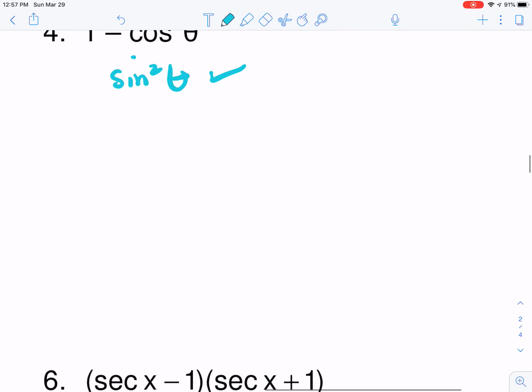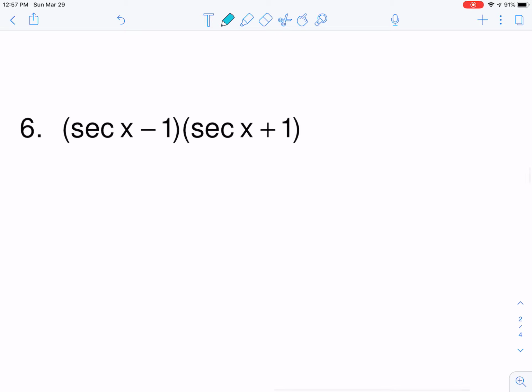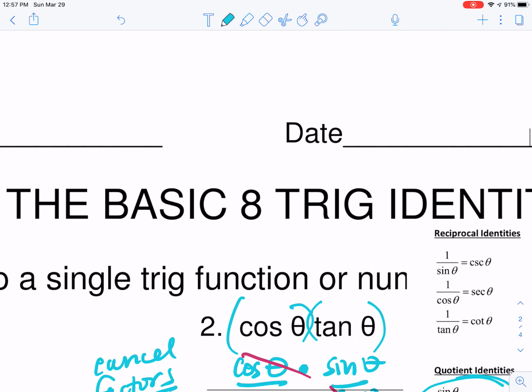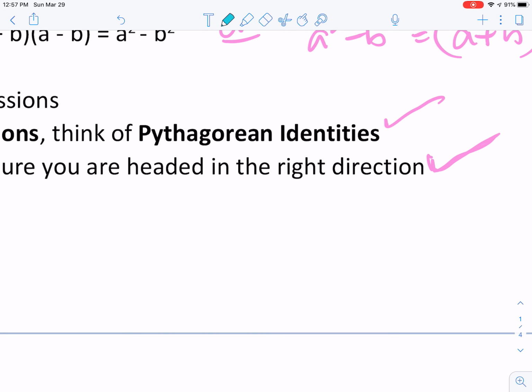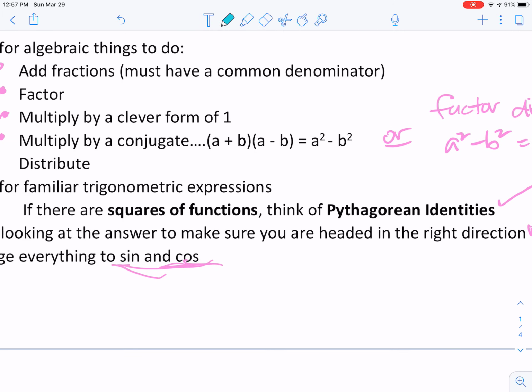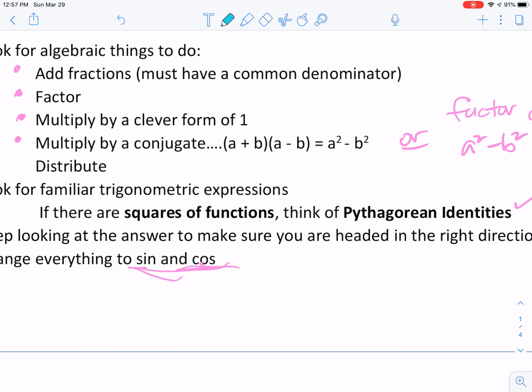All right. Number 6. Secant x minus 1 times secant x plus 1. Let's go back and look at our list and see if any of that looks familiar on these little hints of things to do. Okay, well, look at multiply out the conjugates. If I were to multiply those two, that's exactly what it looks like. It's a squared minus b squared.